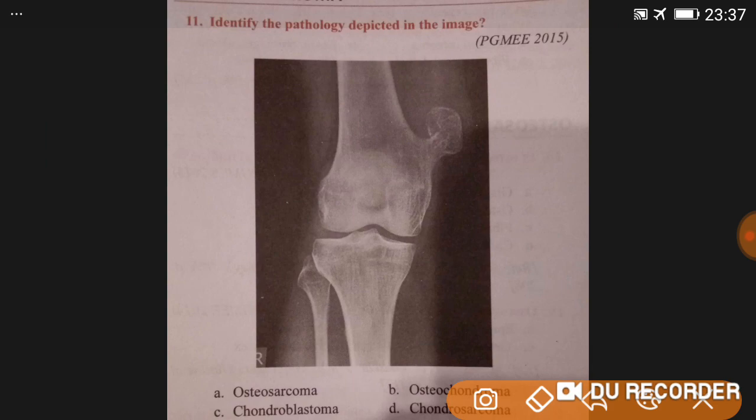Identify the pathology depicted in the image. That is osteochondroma. This is osteochondroma.